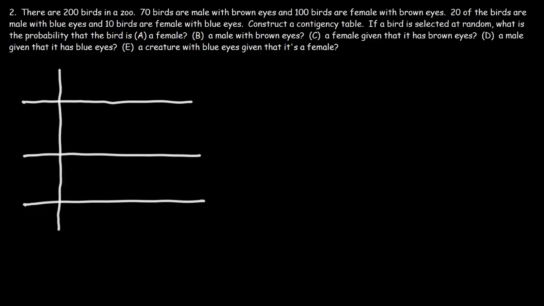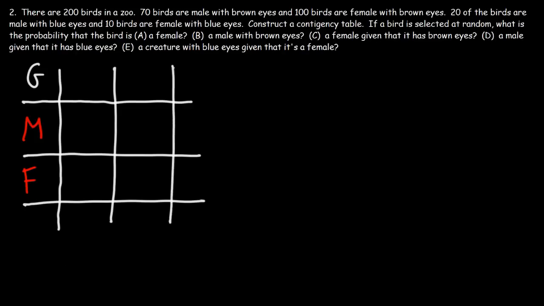So on the left, we're going to have the gender. So it's either male or female. And at the top, we're going to put the color of the eyes, either blue eyes or brown eyes. Let me pick a different color for this. And at the sides, we're going to put the totals.